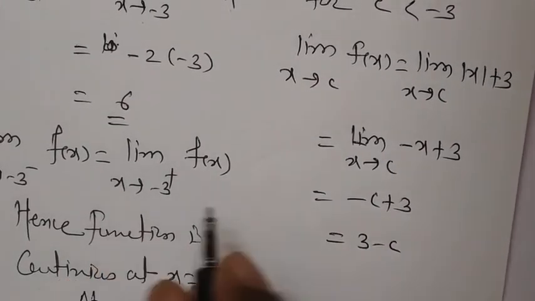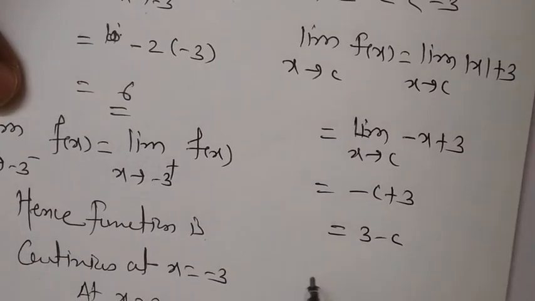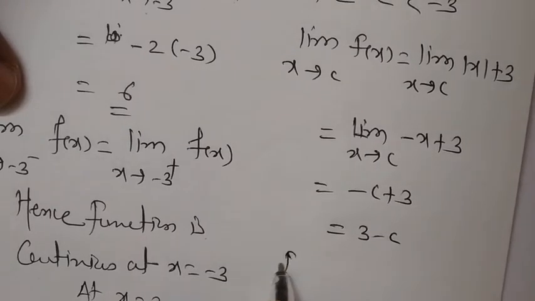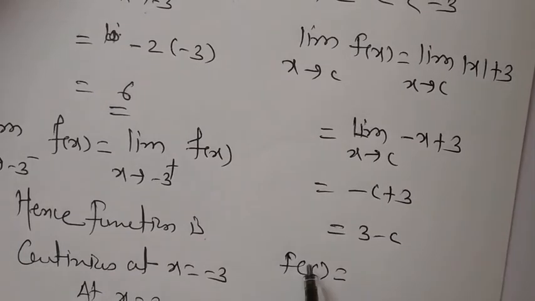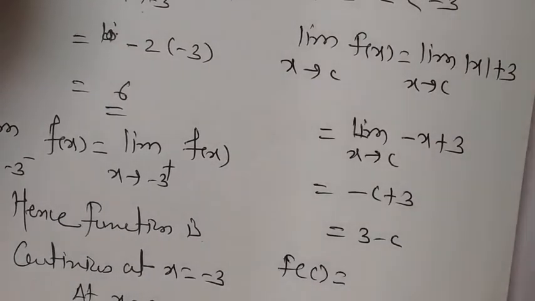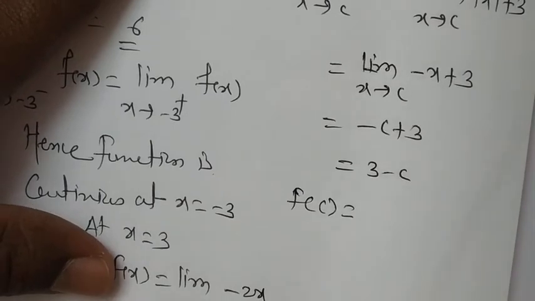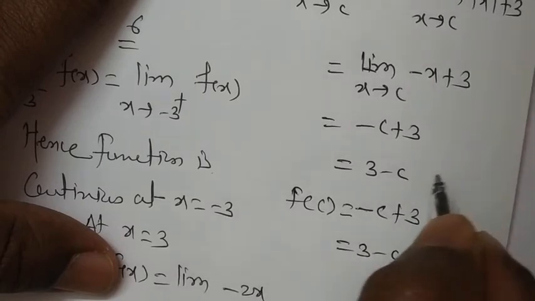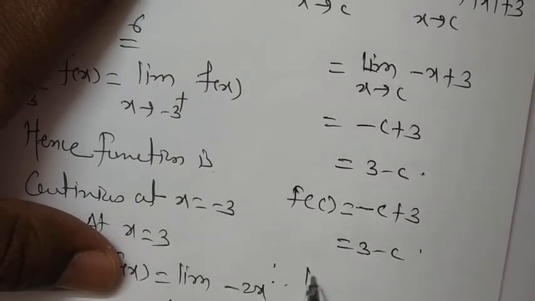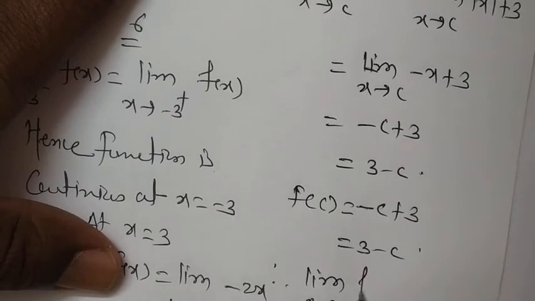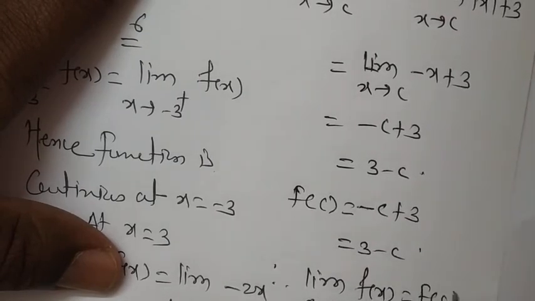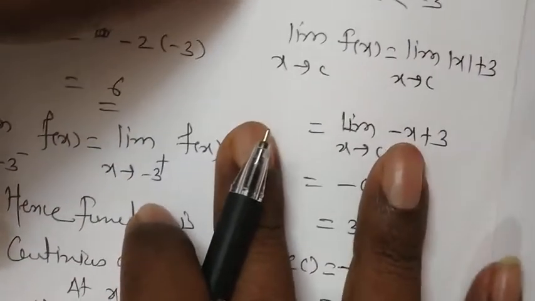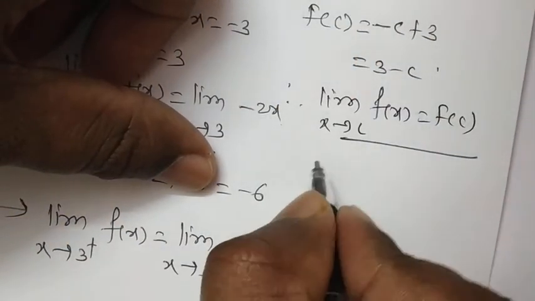Okay, now 3 minus c. For the first definition we can use here that limit f of c is equal to what? Here f of c is again minus c plus 3, that is 3 minus c. Check here, both are equal. We say that limit x tends to c, f of x is equal to f of c, then the function is continuous for every c which is less than minus 3.